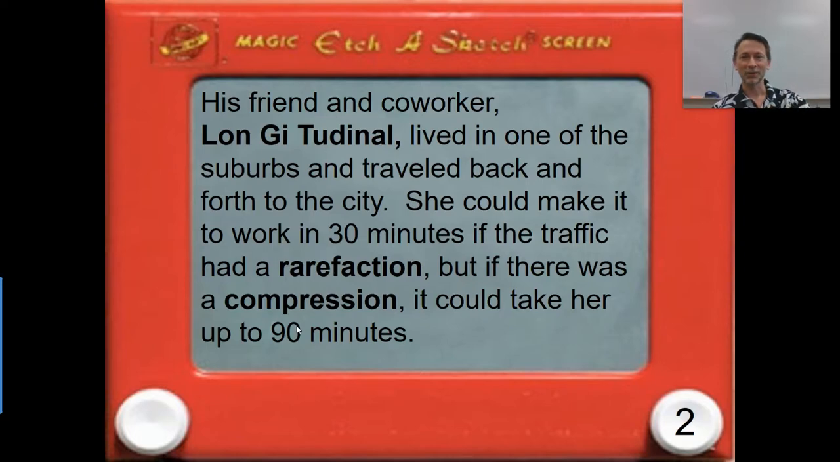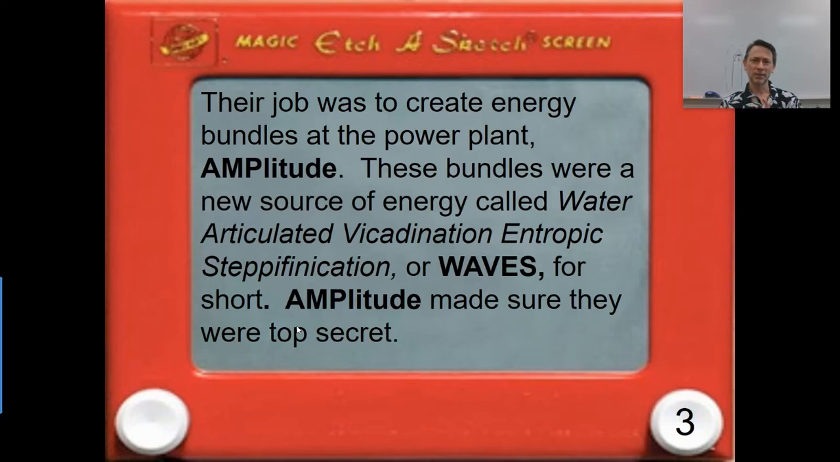Okay, number 3. Their job was to create energy bundles at the power plant Amplitude. And these bundles were a new source of energy called water articulated bicatenation entropic stepification, or waves for short. Amplitude made sure that they were top secret.